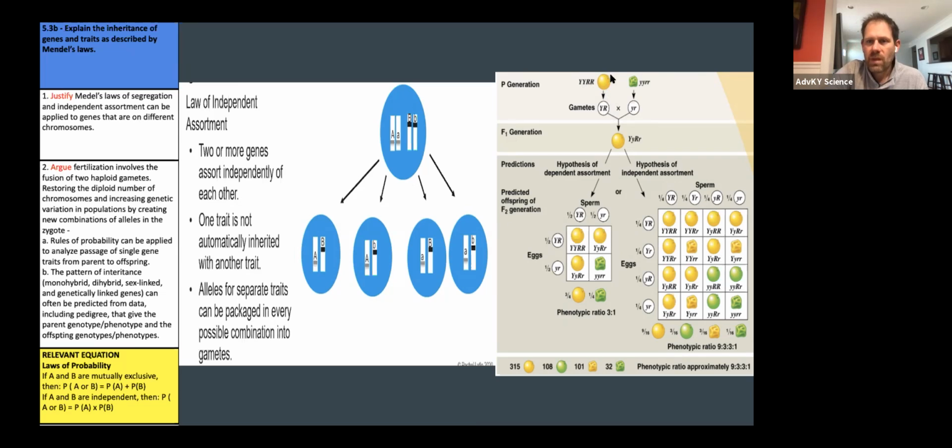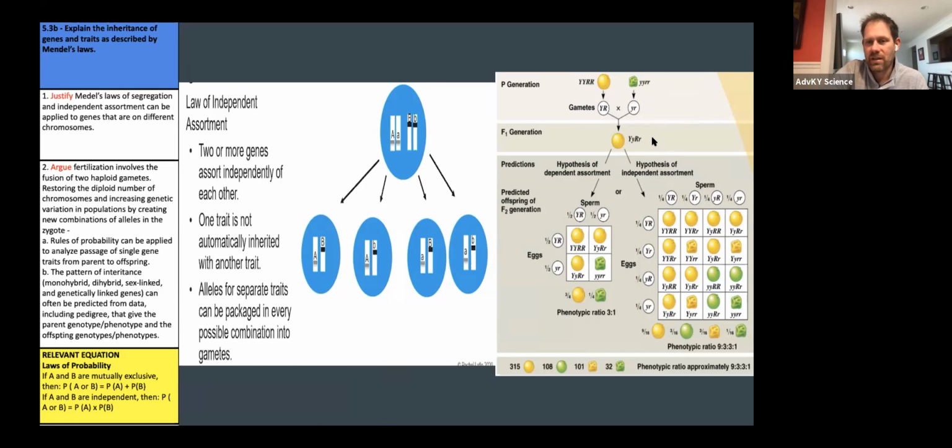Okay, so we've got a yellow round with a green wrinkled. So yellow looks like it's dominant to green, because when I cross a yellow and a green, I get yellow. Round looks like it is dominant to wrinkled. When I cross the round with the wrinkled, I get yellow, all of them in that F1 generation. So 2 options. I'm either going to do a test cross. So I back cross it with a completely homozygous recessive, and I just get, well, let's talk about that in a second. Let's talk about when I cross 2 of these.